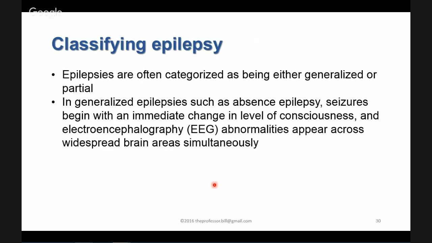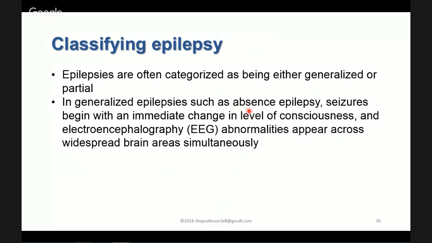So epilepsies can be categorized into two big types. Can either be generalized epilepsy, or you can have a partial focal type of epilepsy as well. One of the ones that you are probably the most aware of, or you've heard about the most often in literature, is what's known as an absence form of epilepsy, or a petit mal type of epilepsy.